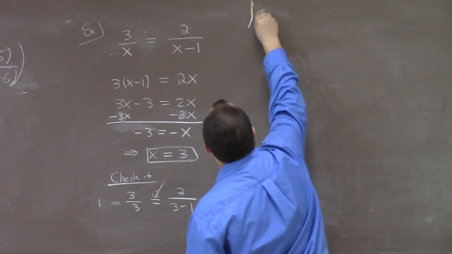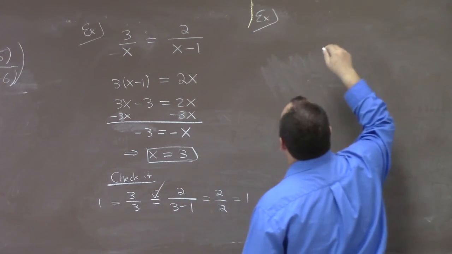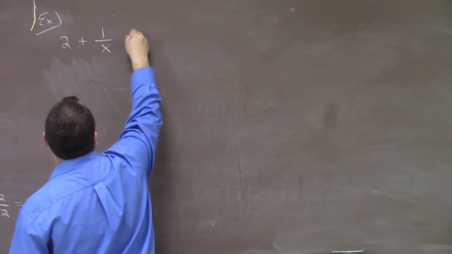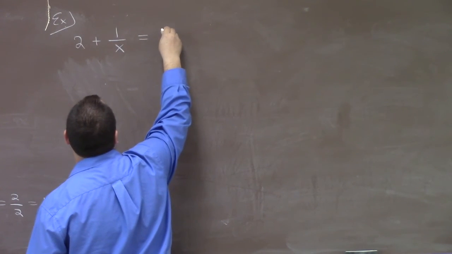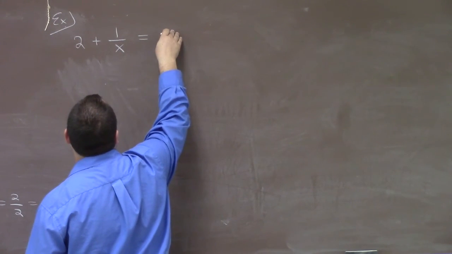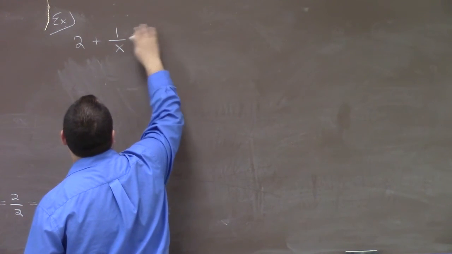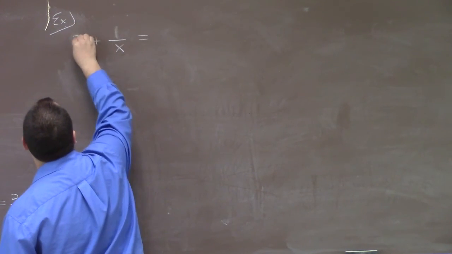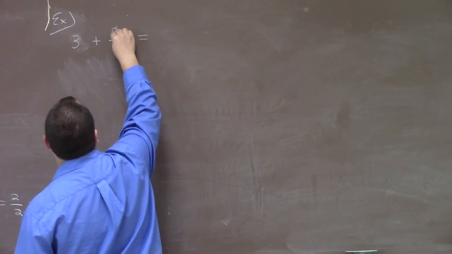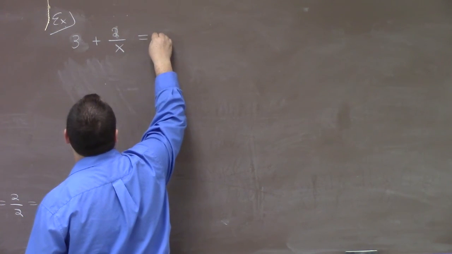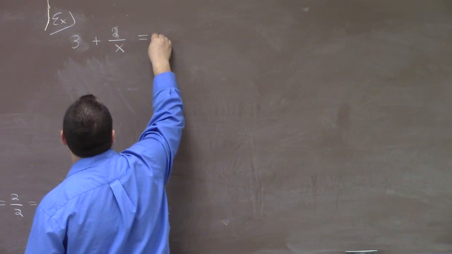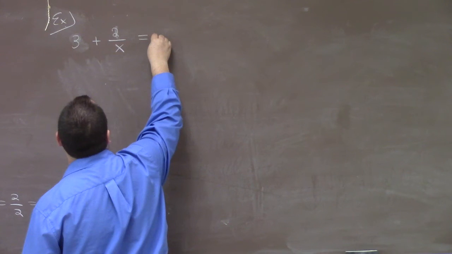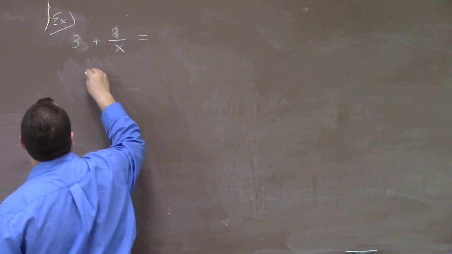Pass my quiz. Example: x plus 3 plus 2 over x equals 0. Right, how about this?